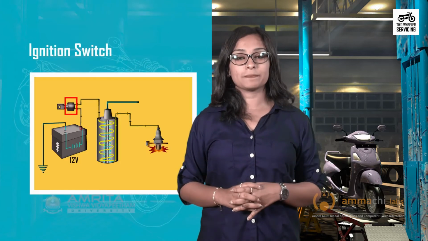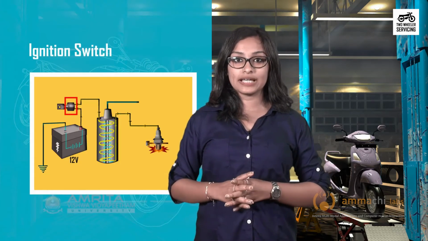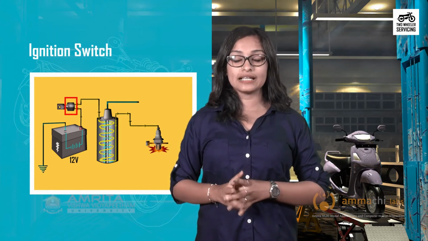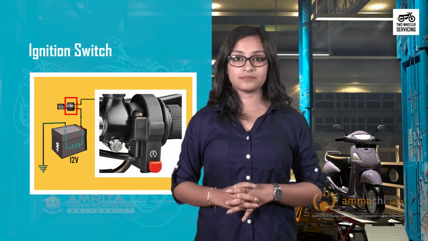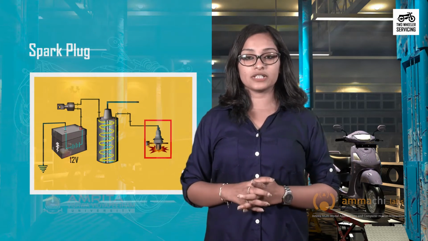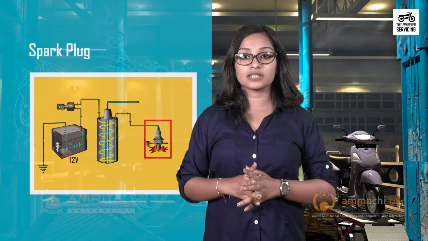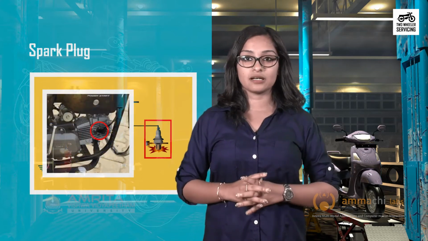Ignition switch. The function of the ignition switch is to connect the battery and starting motor in the motorcycle having self-starting system. Spark plug. A spark plug is a component for delivering electrical current from ignition system to the combustion chamber. It helps to ignite the compressed air-fuel mixture by an electrical spark while containing combustion pressure within the engine. Spark plug is located at the head of the cylinder.